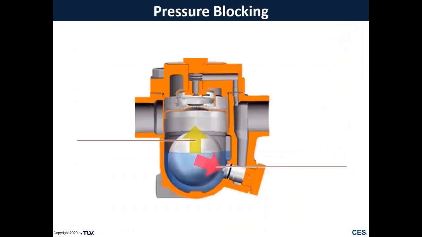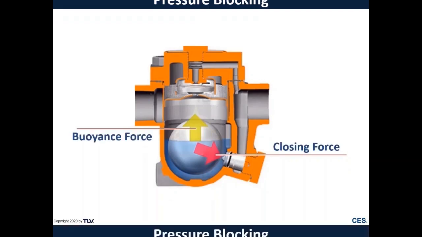Pressure blocking, this is for mechanical style steam traps with orifices. This is where the buoyancy force ends up becoming less than the closing force on this steam trap.